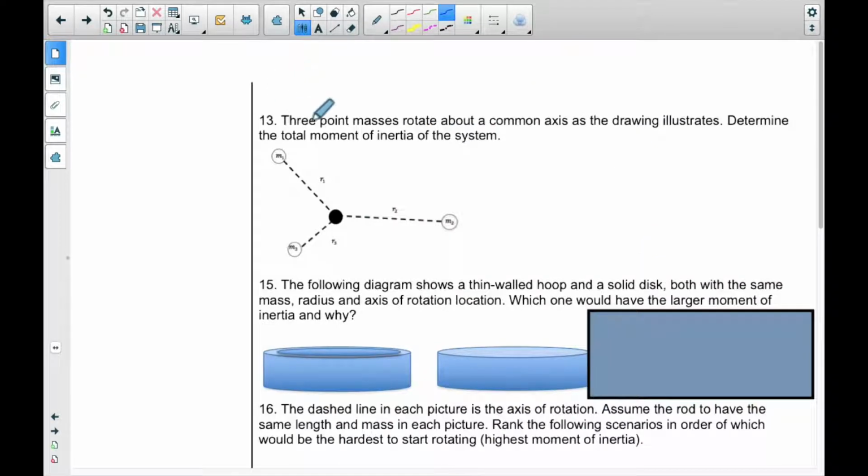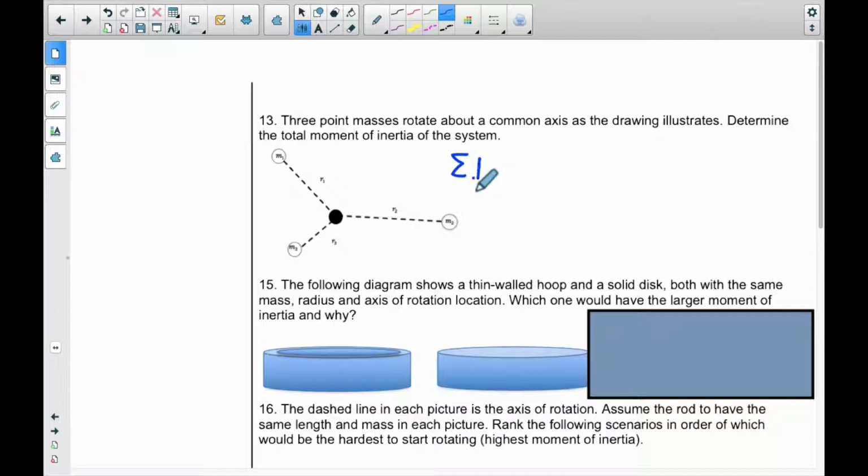Okay, so this is just a hypothetical example, but you could have something like this as a question. 3-point masses rotate about a common axis, as the drawing illustrates. Determine the total moment of inertia of the system. Well, that means we are going to come up with that summation equation.